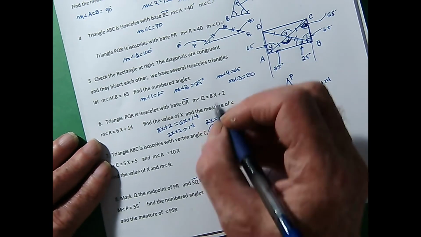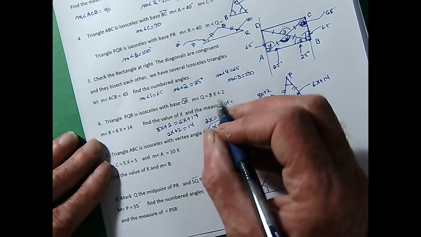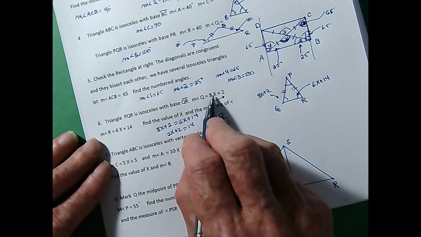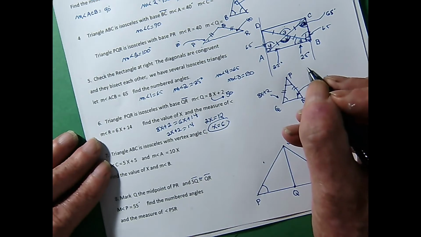Bear that thought in mind. Let's figure out about it. Well, we're supposed to know about some angle. I don't know which one. Let's figure out what we could. Angle Q, if x is really 6, 8 times 6 is 48 plus 2 would be 50 degrees for angle Q. That's good to know.